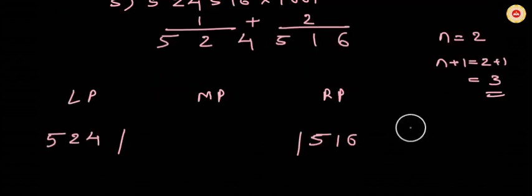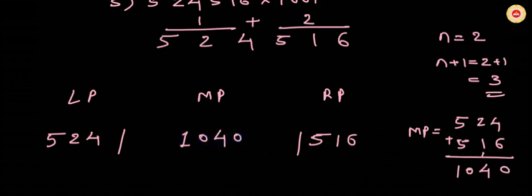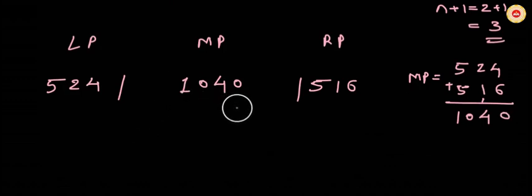So the middle part is equal to 524, which is the first group, plus 516. Let us add: 4 plus 6, 10; 2 plus 2, 4; and 5 plus 5, 10. Right? So 1040 is the middle part. Now friends, we have written the answer in 3 parts. Now let us balance it.